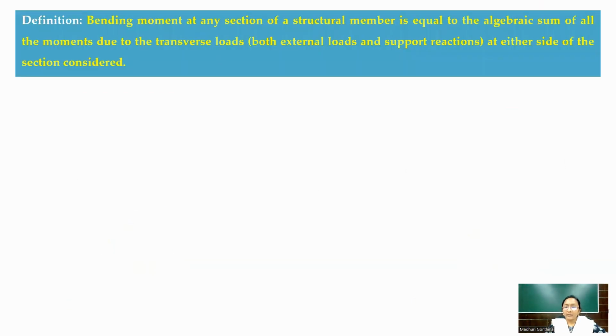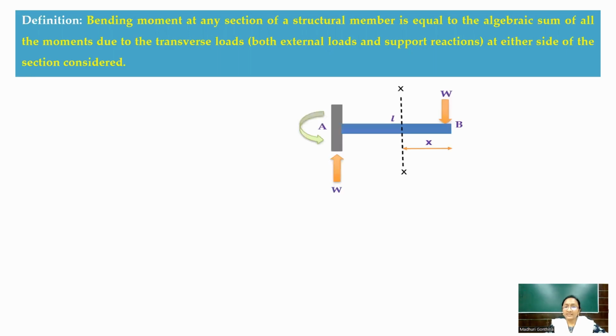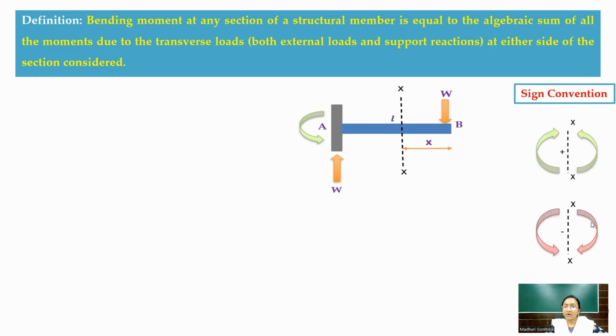Now we'll see the definition of a bending moment diagram. Bending moment is nothing but, at any section of a structural member, the algebraic sum of all the moments that come due to the transverse loads. Here the transverse loads are nothing but the external loads and your support reactions at either side of the section that is going to be considered. For example, if you consider the same cantilever beam, at X distance from the free support, the sign convention here is, this is a sagging moment and this is a hogging moment.